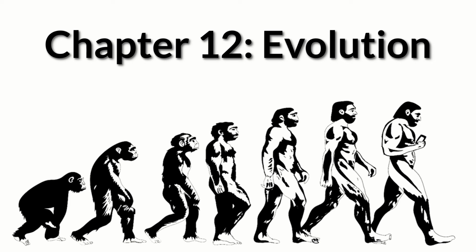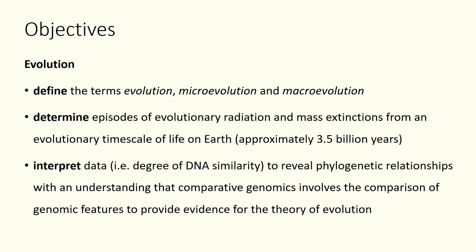Now, a lot of what we talk about is probably going to be similar from your studies of evolution in junior science, but we're going to be expanding on all of that and getting a little bit more specific into how the mechanics of it work. This chapter is going to be split up into two videos. This first one, I just want to set the scene and focus on that first dot point there, defining the terms evolution, microevolution, and macroevolution.